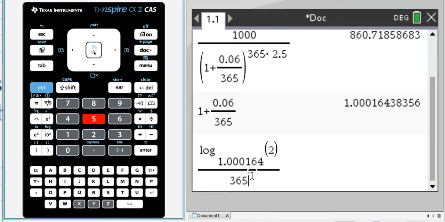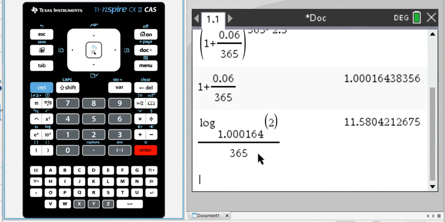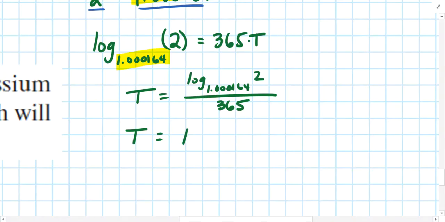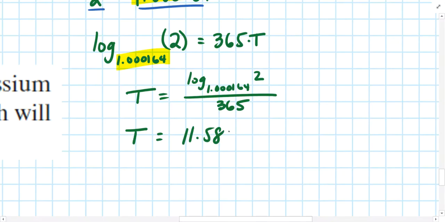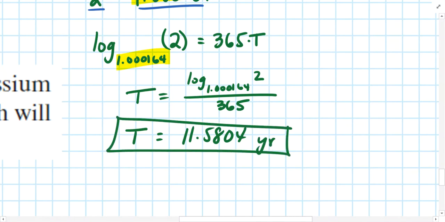Now I don't know if I'm going to get a decimal answer or not, but out of habit, since I know I want a decimal answer in this case, I'll press Control Enter. And now I can see how much time it's going to take for my investment to double. Approximately 11.58 years. And we'll call it 11.5804, just for the accuracy that I'm after. So that's the result that we get if we had left the base of our logarithm as the decimal.